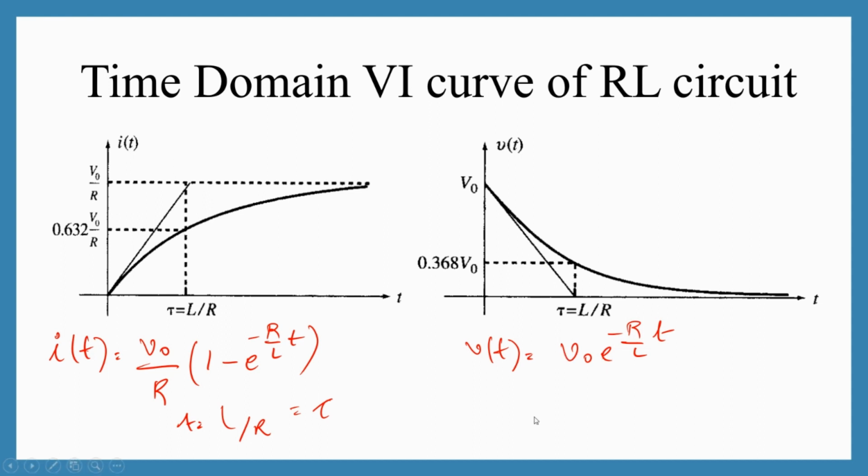So if we look at the voltage response, it starts with V naught and it decays till the steady state current is attained at the inductor, and the inductor acts like a short circuit, and therefore the voltage across it decays down to almost zero. And here, when t is equal to L by R, when we replace that value here, we'll get V naught into e power minus 1, which is V naught into 0.368. So this is the time domain VI curve of the RL circuit.